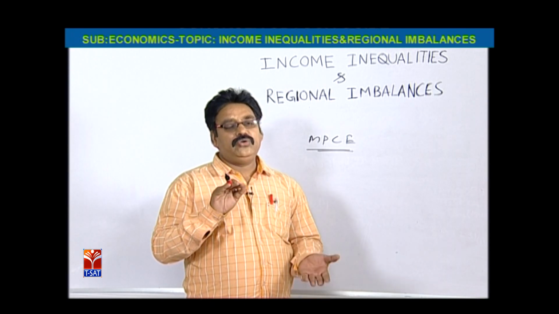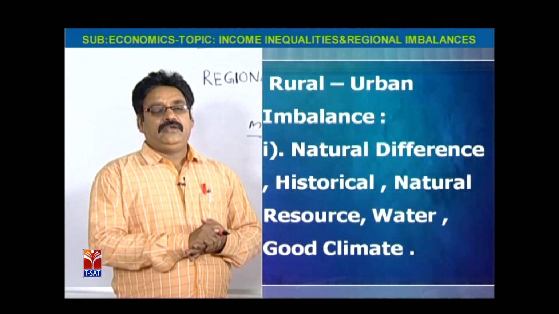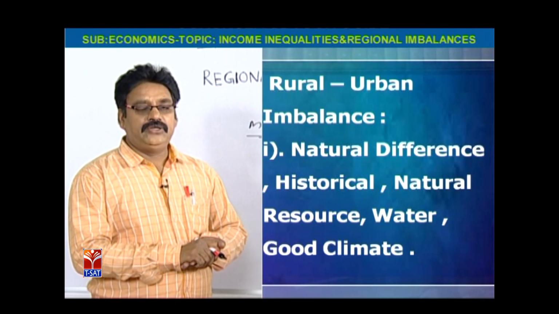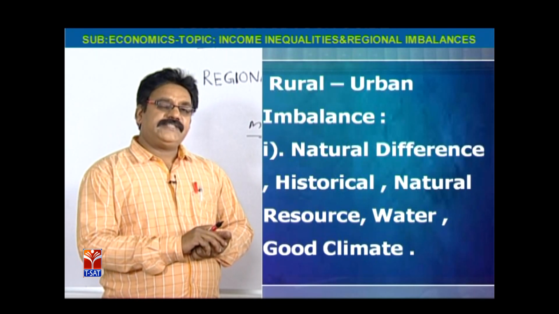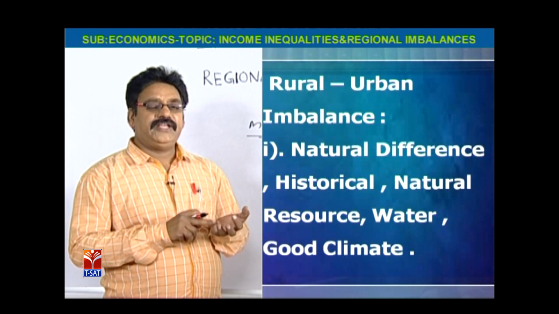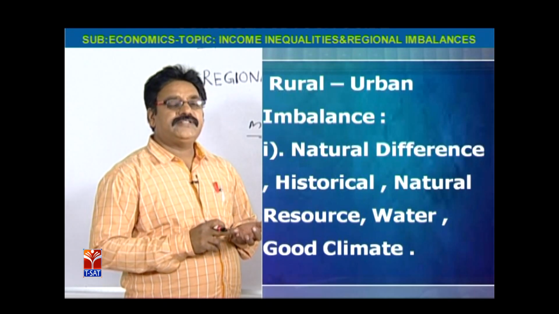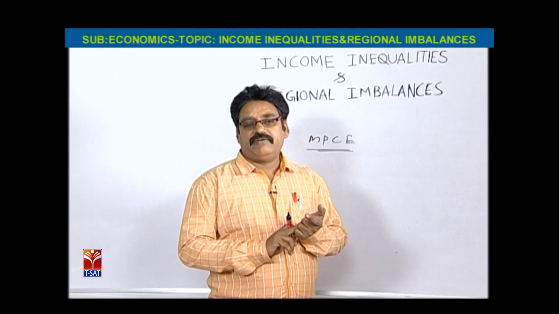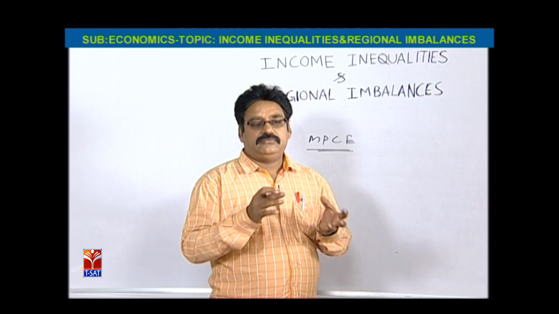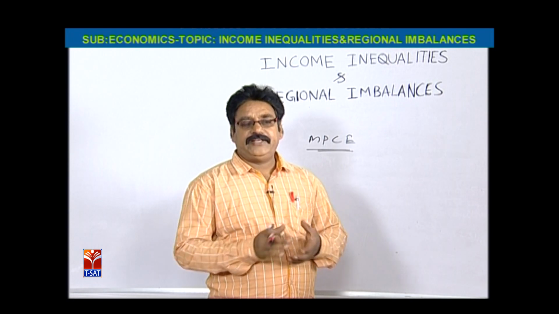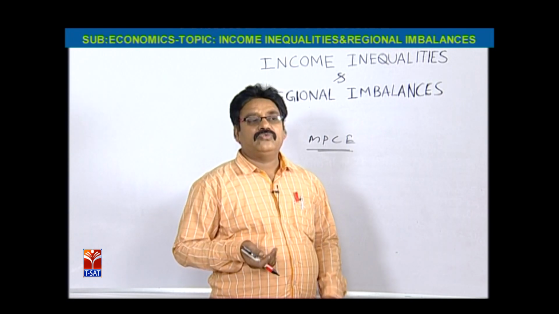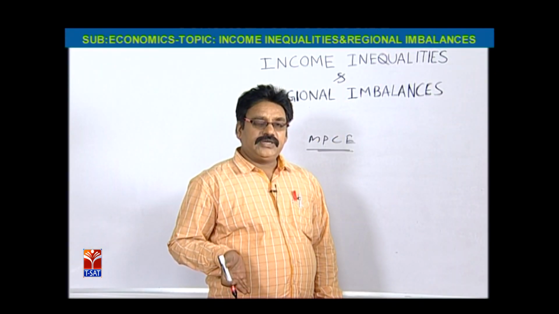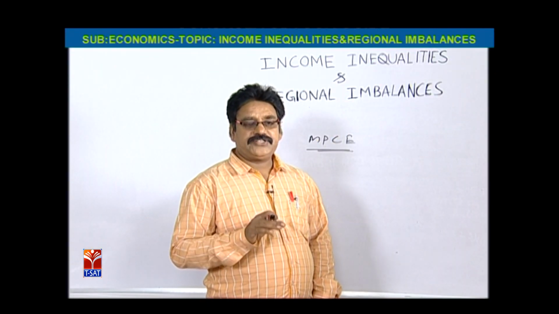Why are the rural urban imbalances increasing? First reason, natural differences. Urban cities have increased where, historically, natural resources, water and a good climate are all available. There the towns were established and developed. All this leads to development. This is one of the reasons the urban areas develop: natural differences.